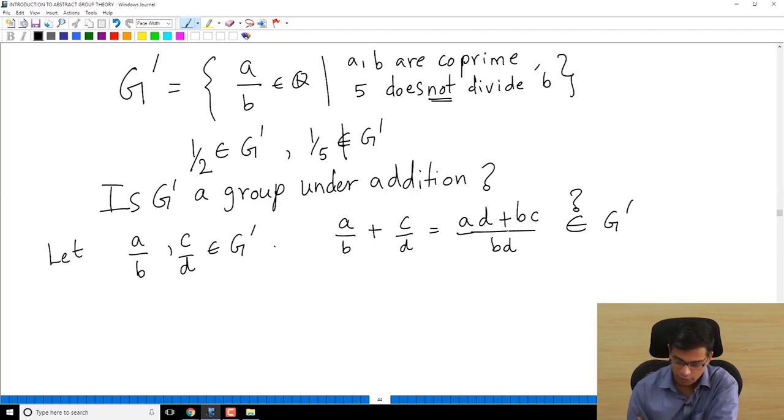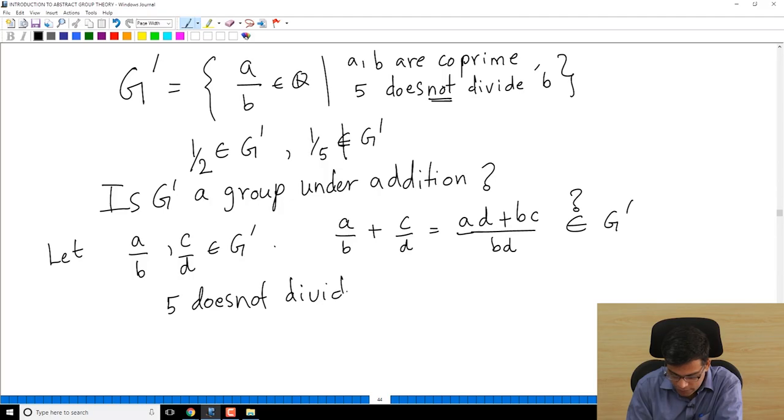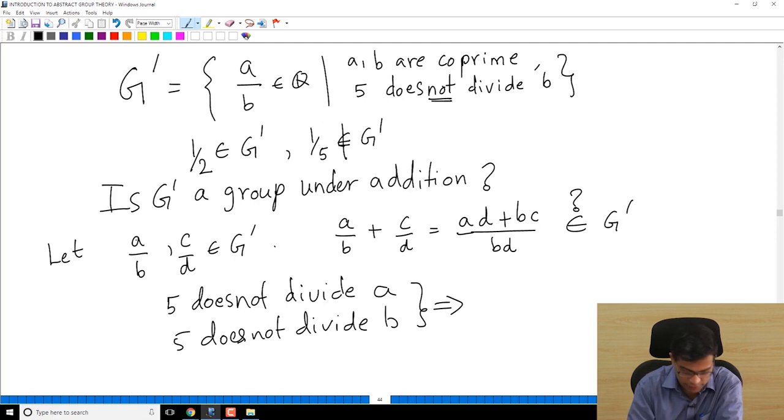But that does not matter, because remember, by definition, 5 does not divide A and 5 does not divide B also. That is because A by B is in G prime and A by B is in reduced form. So, 5 does not divide B. C by D is also in G prime. So, by definition of G prime, 5 does not divide D.